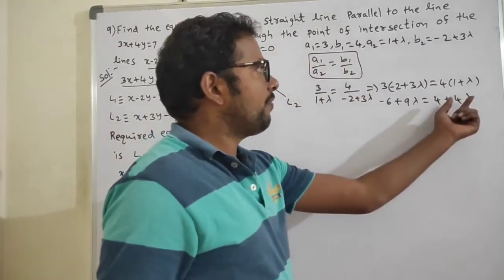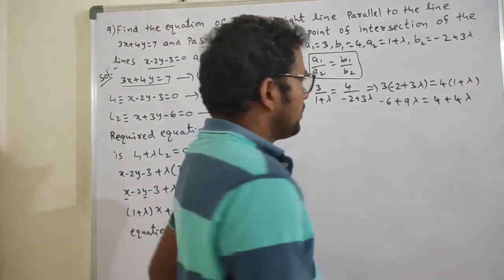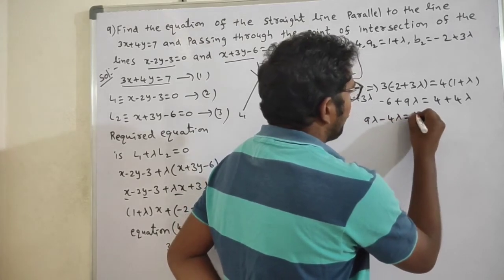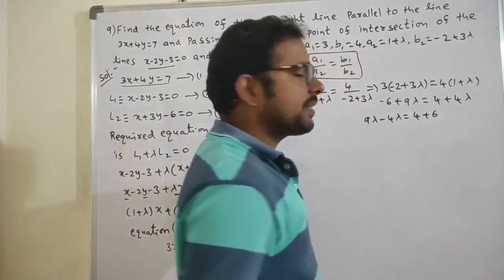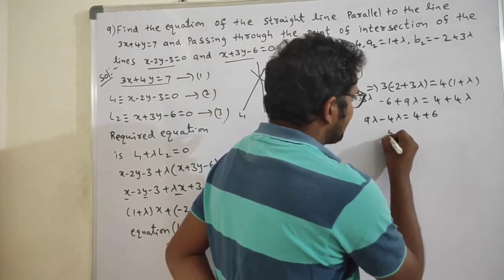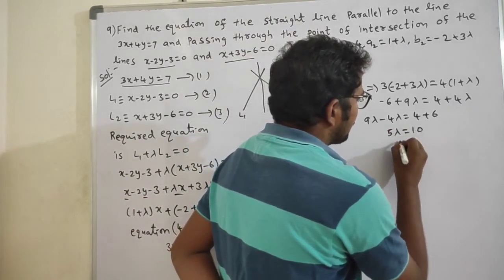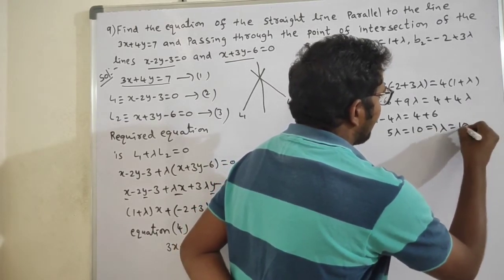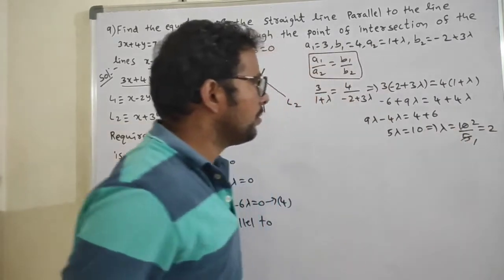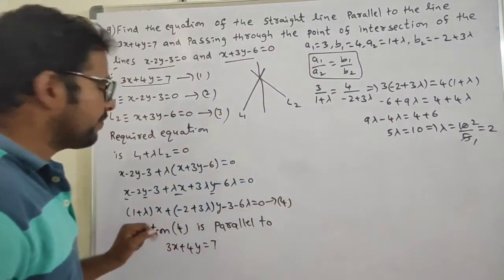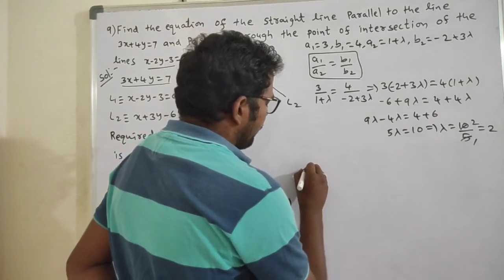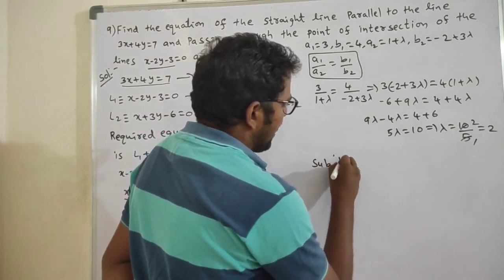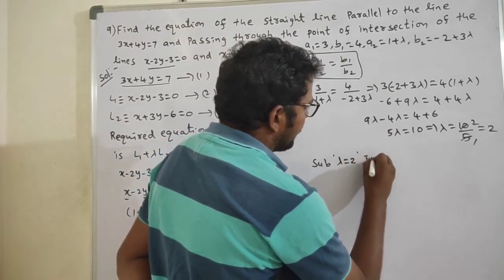Now send 4 lambda to the left side, minus 6 to the right side. So 9 lambda minus 4 lambda equals 4 plus 6. 5 lambda equals 10. So lambda equals 10 by 5, which is 2. Now substitute lambda equals 2 in equation 4.